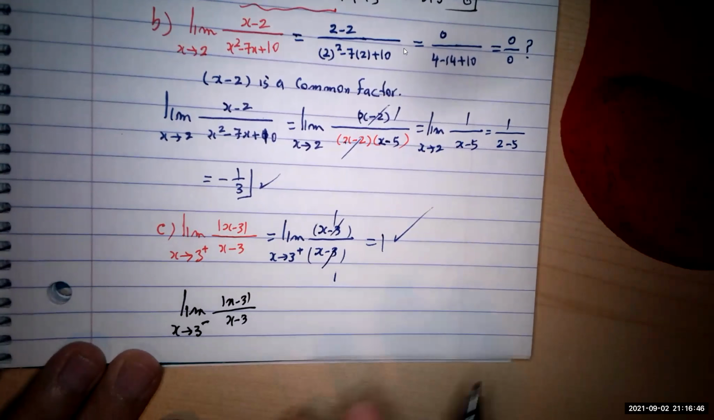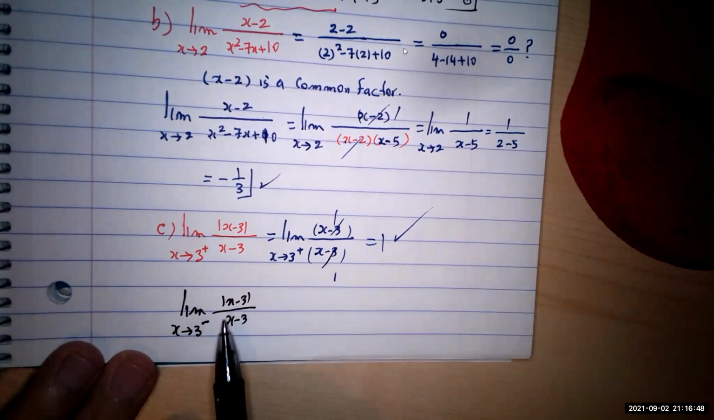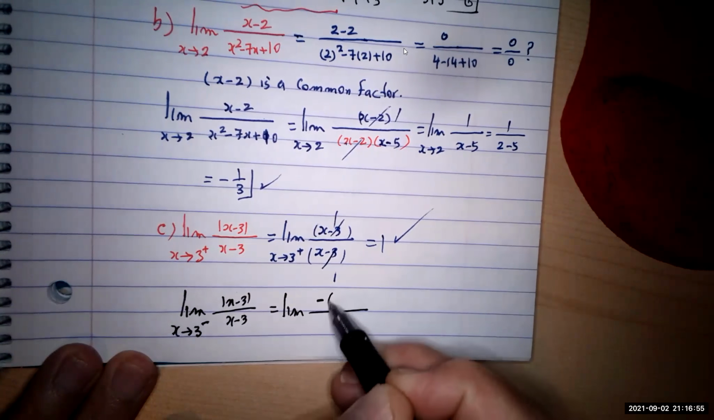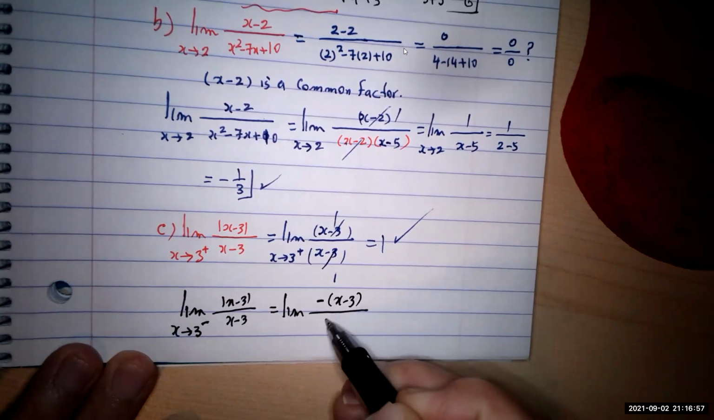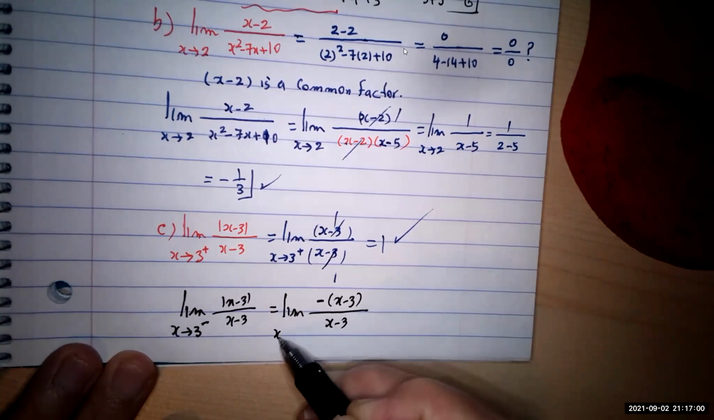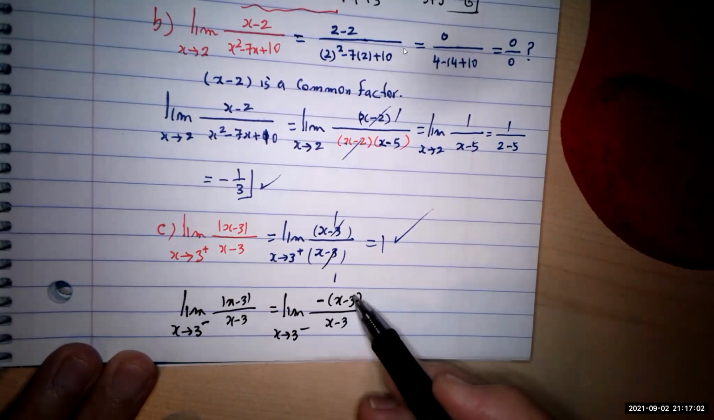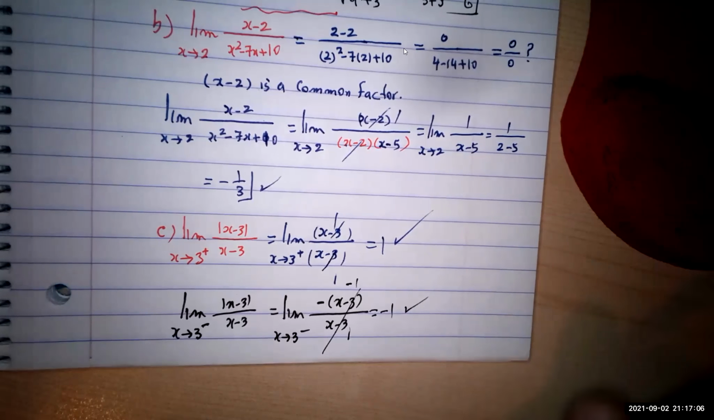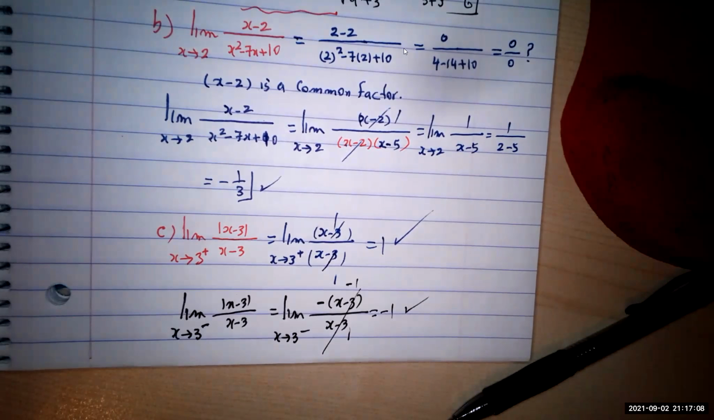Three negative means x is less than 3, suppose 2. 2 minus 3 would be negative 1. So you drop the absolute value, but you have to apply a negative sign, negative of x minus 3 over x minus 3, x goes to 3 negative. Eliminate it, negative 1 over 1, that gives a negative 1. It's always the same: one of them is 1, the other one is negative 1. And you know that the right and the left limits are not the same, so the limit of this function does not exist.